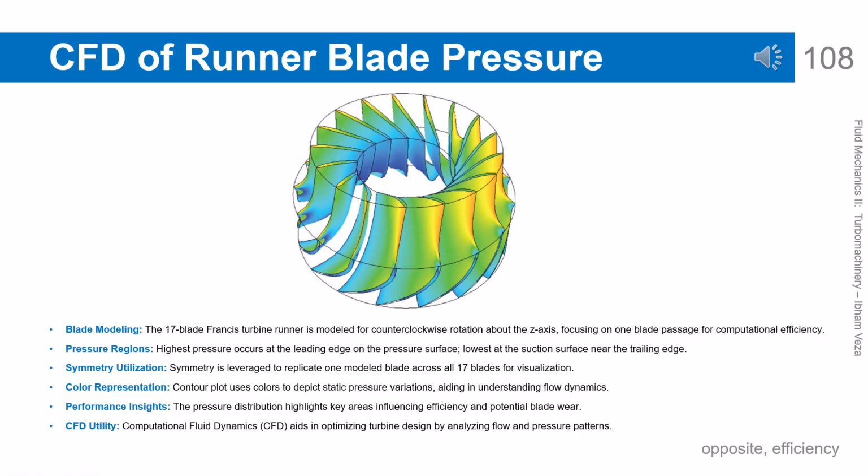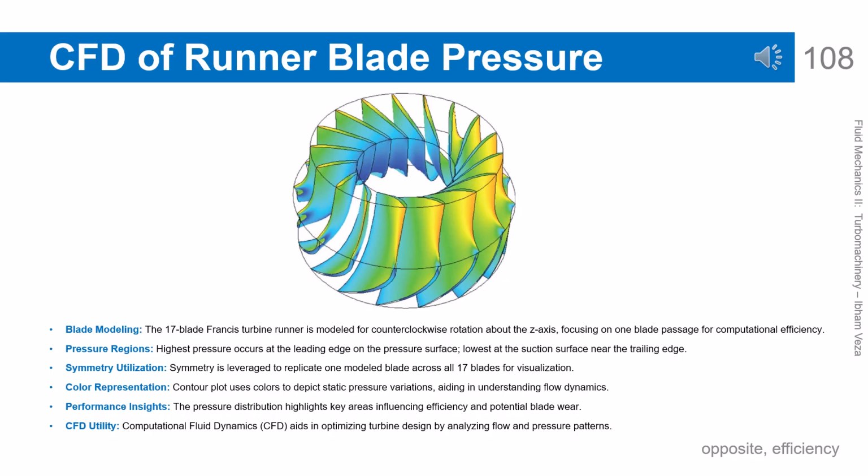CFD analysis of runner blade pressure. CFD analysis is used to study the pressure distribution on the Francis turbine runner blades by modeling one blade passage and replicating it by symmetry. The highest pressure appears at the leading edge on the pressure side, while the lowest pressure is on the suction side near the trailing edge.